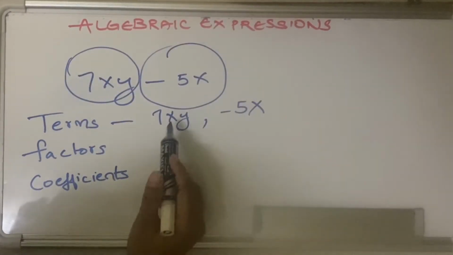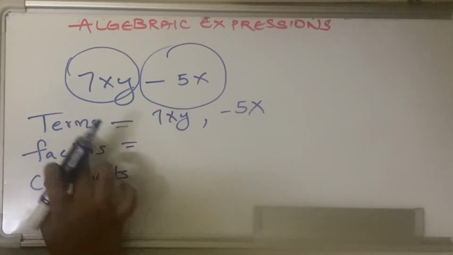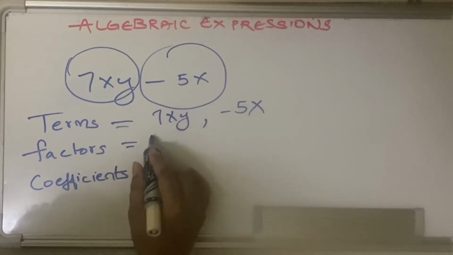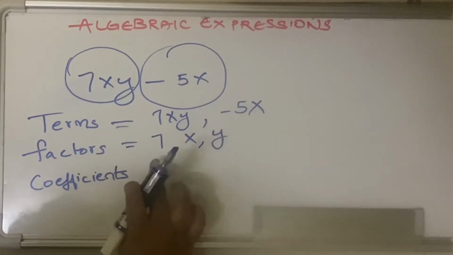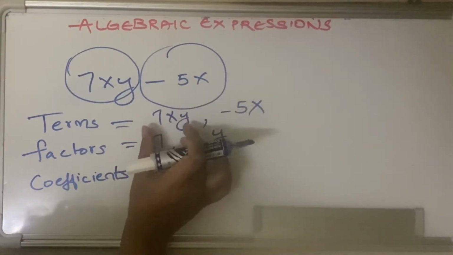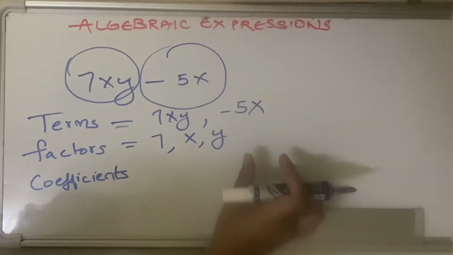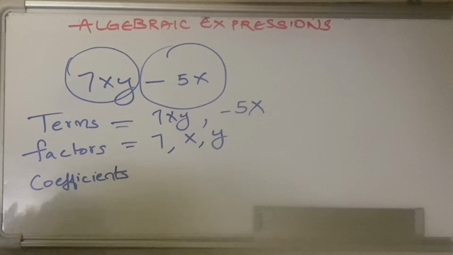Clear? Now if you take 7xy, it is formed using several factors. 7xy is formed using 7, x and y. So 7, x and y are factors of 7xy, whereas minus 5x is formed by using factors minus 5 and x.